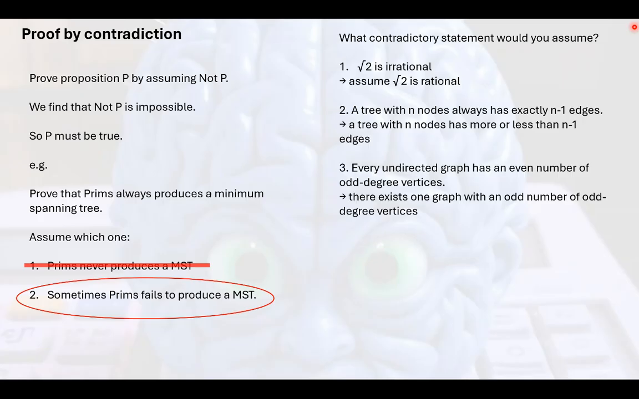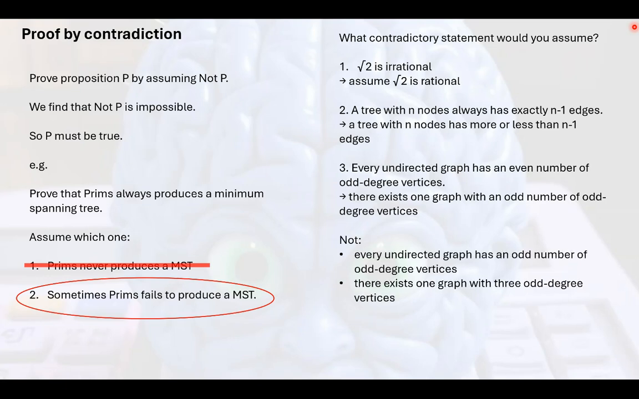And note, we couldn't just say it's a particular odd number. Like, we couldn't say, well, let's suppose there exists one with 3 odd degree vertices. That would prove that's impossible, but it wouldn't prove it's impossible to have 5 odd degree vertices. So we have to make sure we get the level of generality just right. So neither of these two.